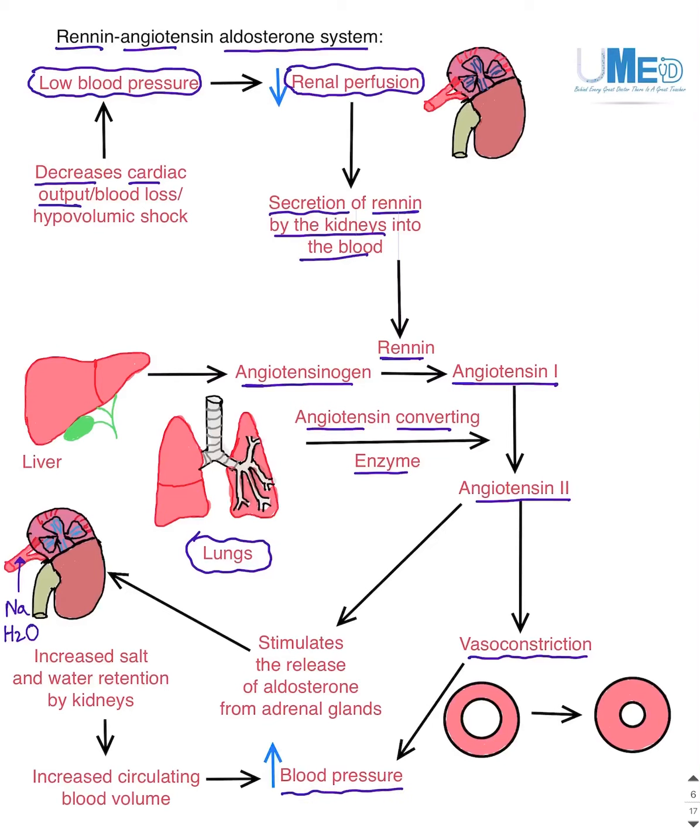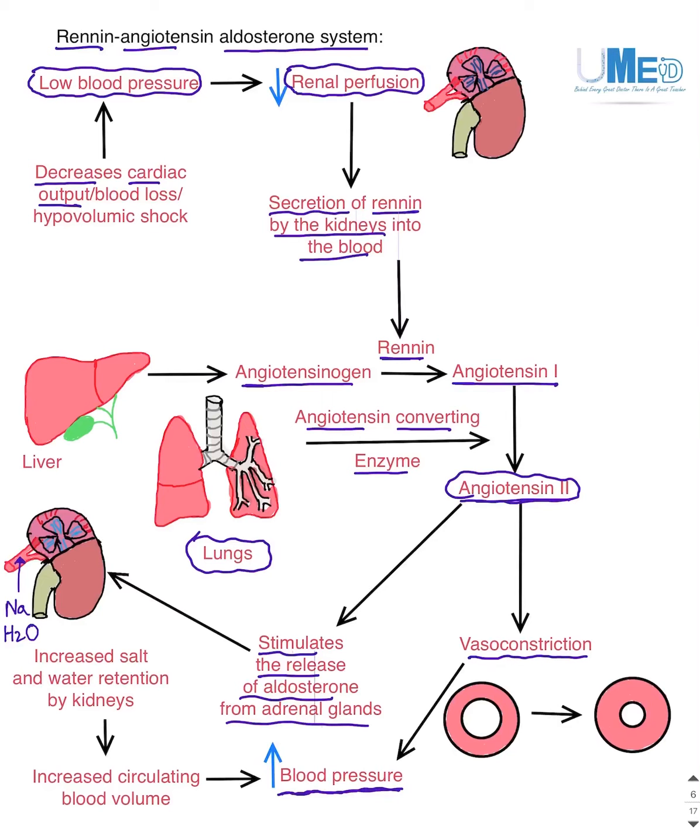So basically this is a response that when the blood pressure decreases, there will be a response to increase the blood pressure. So vasoconstriction increases the blood pressure, right? And what other thing is done by the angiotensin 2? Angiotensin 2 stimulates the release of aldosterone from adrenal glands.